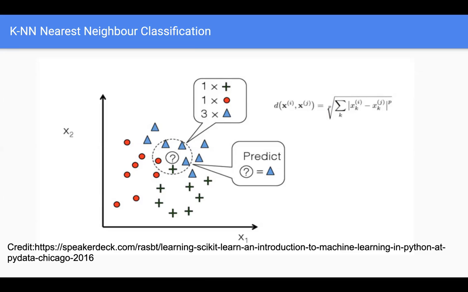So you can set whatever value of k that you want, but based on the value of k, the accuracy of your predictions may also differ. So how to figure out the best value of k is also a challenge for this nearest neighbor classification.